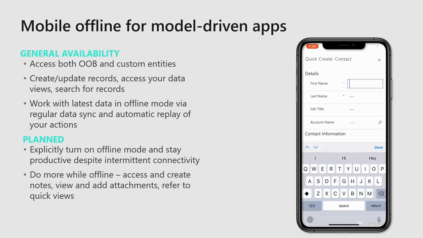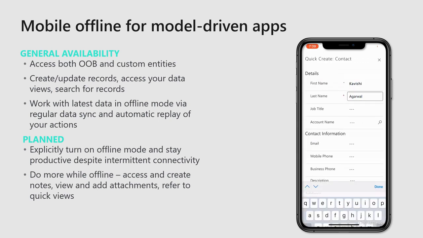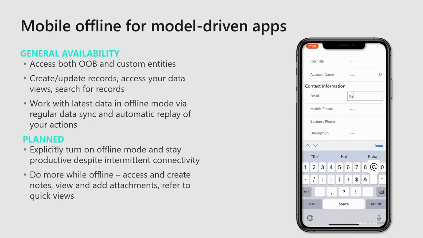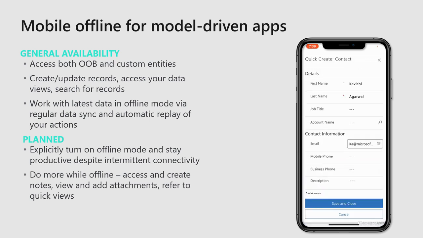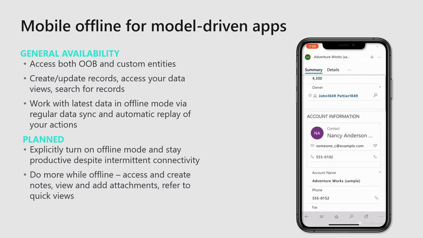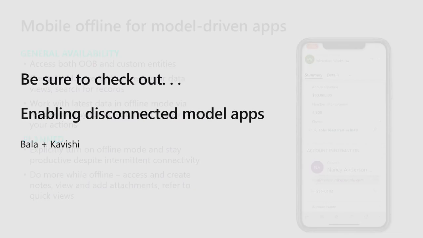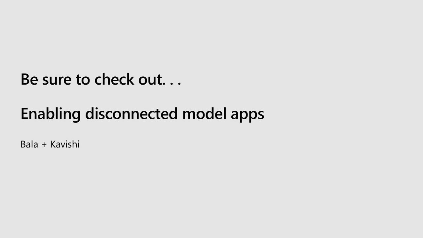Now, we see that there are a couple of things that customers are looking for that aren't available yet and that we're working on. One is how to explicitly turn online, offline functionality on and off. And then the other thing is how do we enable notes and attachments and those sorts of things offline as well. And so there's actually a deep dive on mobile offline later today. Bala and Kavishi are covering this around how to enable disconnected model-driven applications.